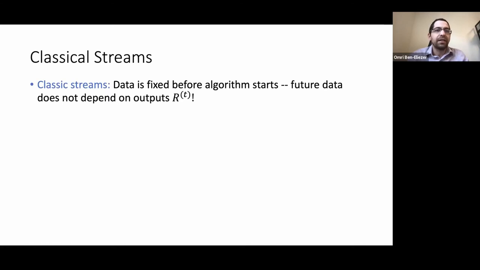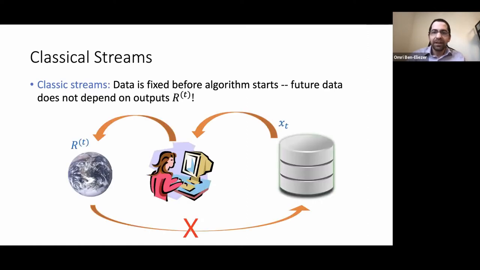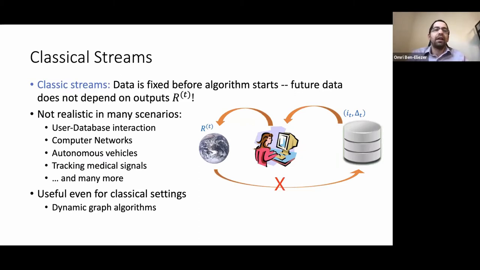Classically in the streaming literature, it is assumed that the data appearing in the stream is fixed before the algorithm starts. You won't see it explicitly mentioned in streaming papers, but it is an implicit assumption, sometimes not even realized by the authors, that is usually taken in most of the streaming literature. What I mean is that future data sent to the algorithm does not depend on the outputs that the algorithm provides. After the stream sent us the element xt and we provide an output rt, the next element that the stream will provide us will not depend on the output.